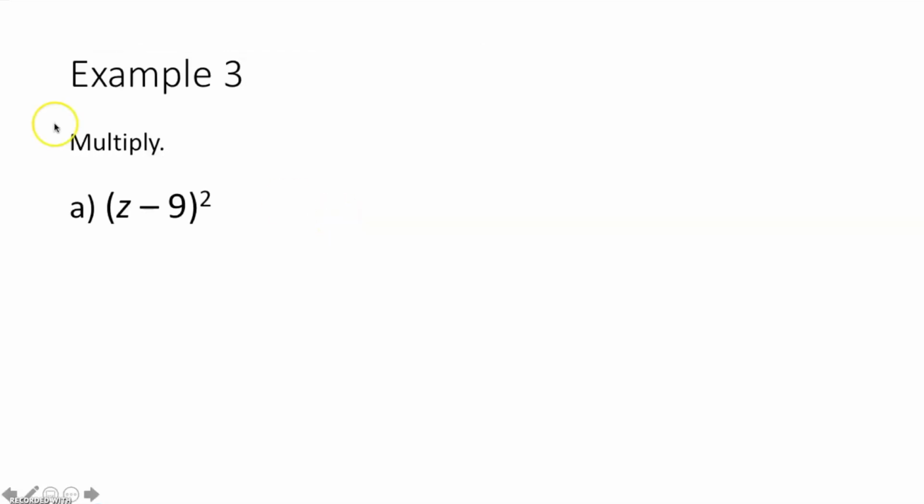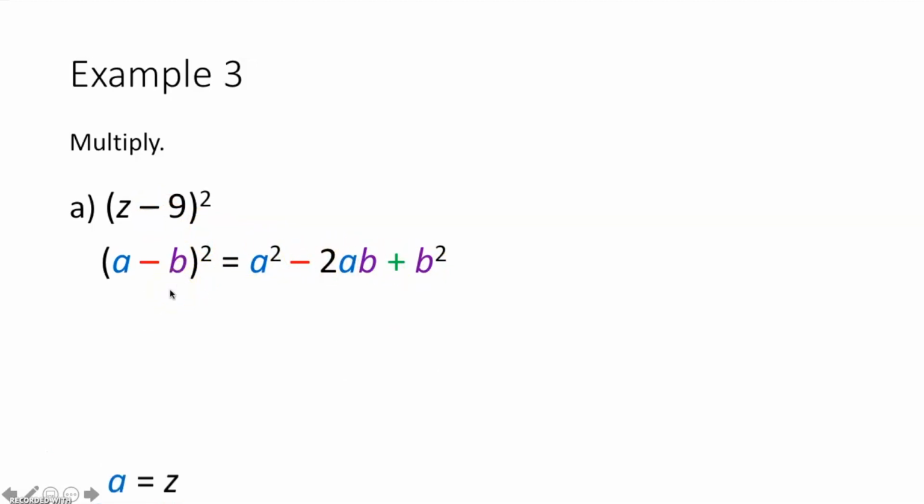Now example 3, it says multiply, and here we have z minus 9, the quantity being squared. Okay, so when you have a binomial being squared, that's when you get a perfect square trinomial. In this case, because it's a difference, it has a minus in the middle, we use the minus formula, which means it's going to end up being a squared minus 2ab plus b squared. What we do now, we figure out what our a and our b are. Looks like our a is going to be z and our b is going to be 9. Again, we don't care about the signs. The formula takes care of the signs for us.